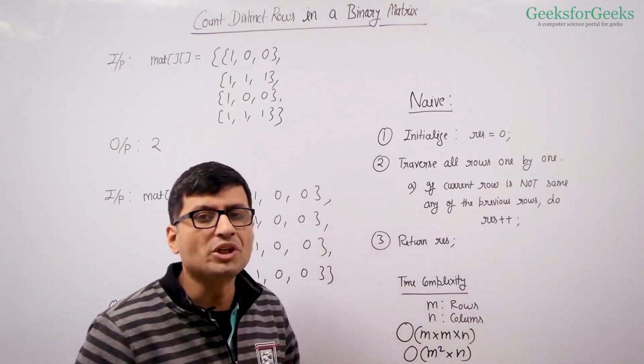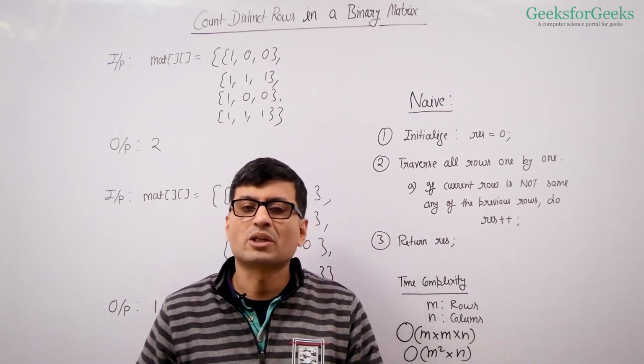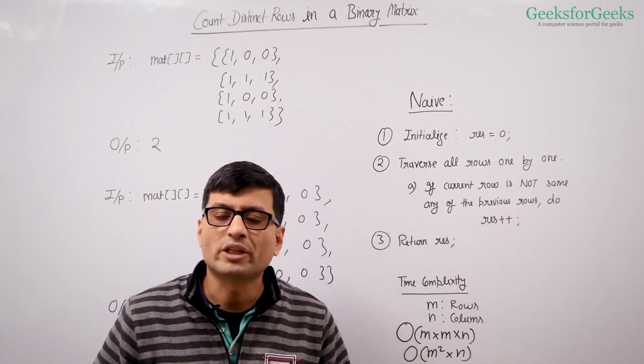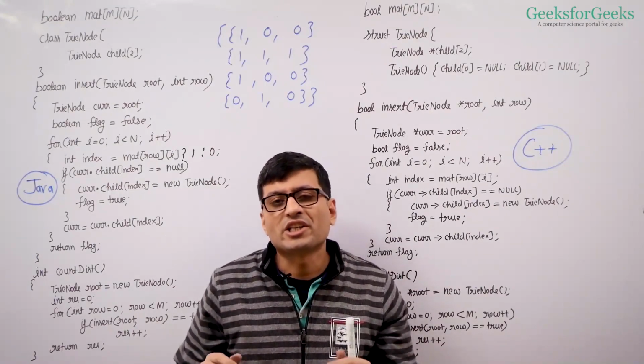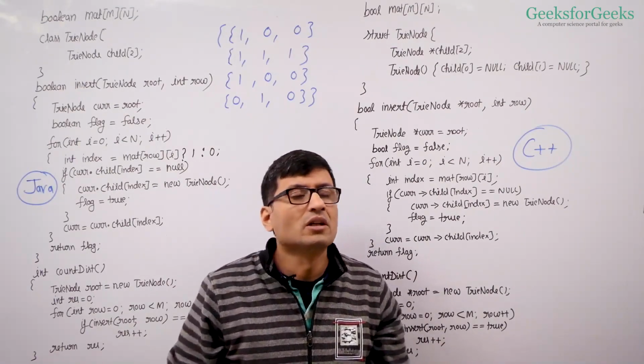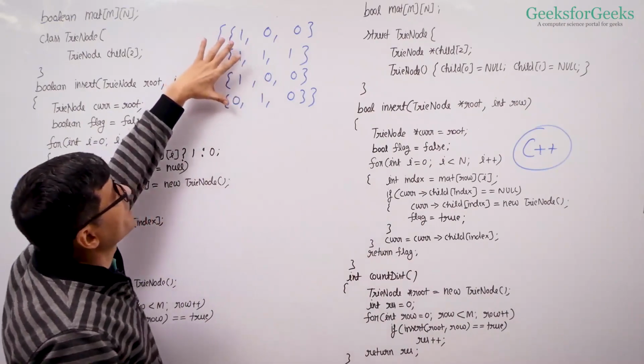Now please pause this video and think of an approach that works in big O of m into n time. Let us now talk about the efficient solution. The idea is to use trie data structure. Let's consider the solution with this example.